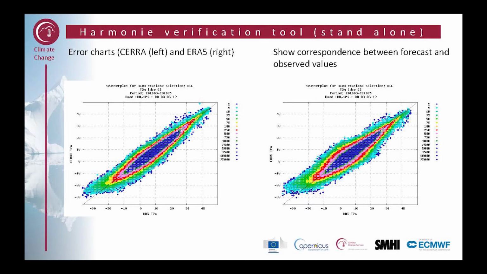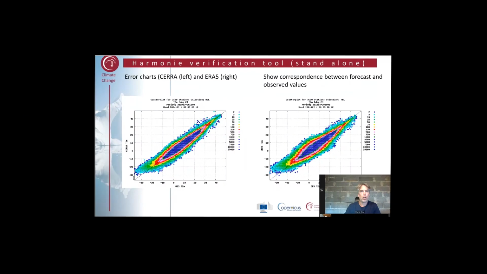And I think it looks a bit like CERRA is a bit tighter to the diagonal, which is good, compared to ERA 5. At the bottom here, the very low temperatures, we have some problems to represent those fully. But that's also the same case for ERA 5. So that's something we need to be aware of.